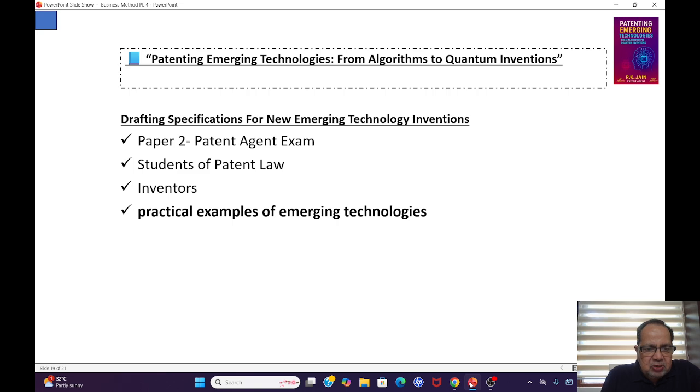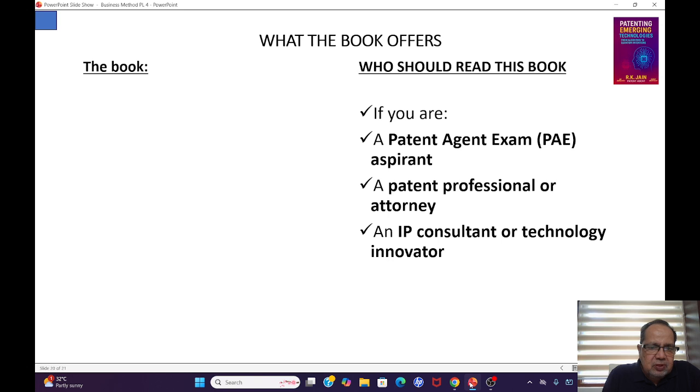Inventors, primarily because you have got the biggest stake of all. You really want to get a patent for the invention for which you are going to build the application. You really do not want to get involved in anything except making sure that your application passes on smoothly and withstands the scrutiny of the examiner at the patent office. The requirements of drafting specifications for these new emerging technologies have been worked out by taking a lot of practical examples of such technologies.